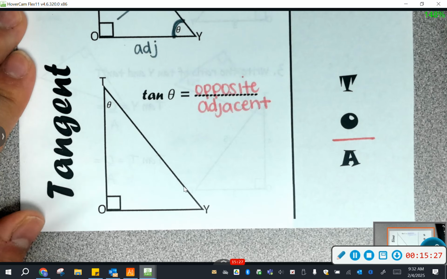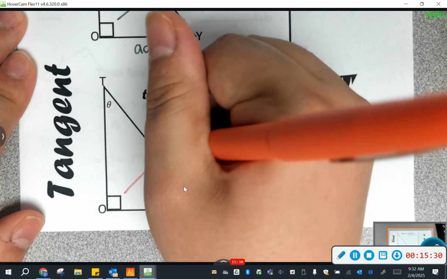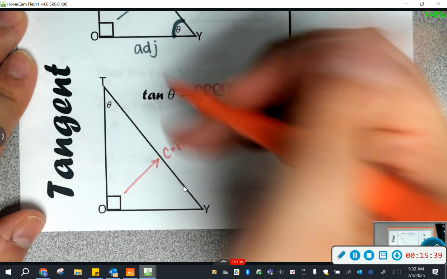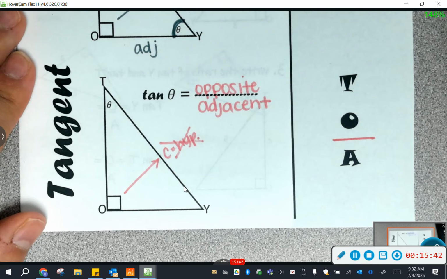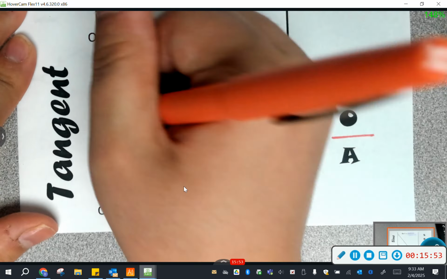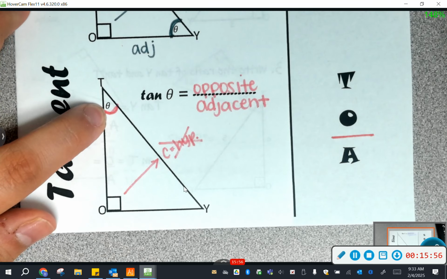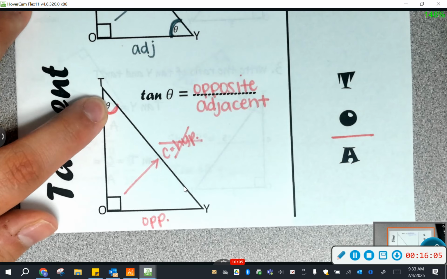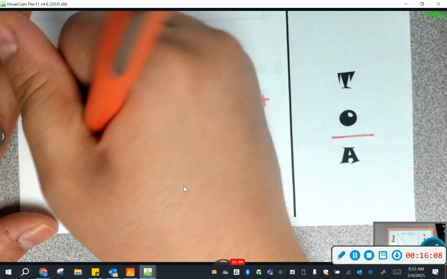What did I tell you to do first? Label your hypotenuse. But does this problem have hypotenuse in it at all? Does tangent deal with hypotenuse at all? So I still want you to label it, but I actually want you to cross out the hypotenuse. For tangent, you don't use the hypotenuse. I still need you to label it though, because I don't want you to get the hypotenuse and the adjacent mixed up. So here's my theta up here. I'm going to do that arch. What is opposite this theta? OY. The bottom, OY. And what is adjacent to this theta? What's right next to it? TO.